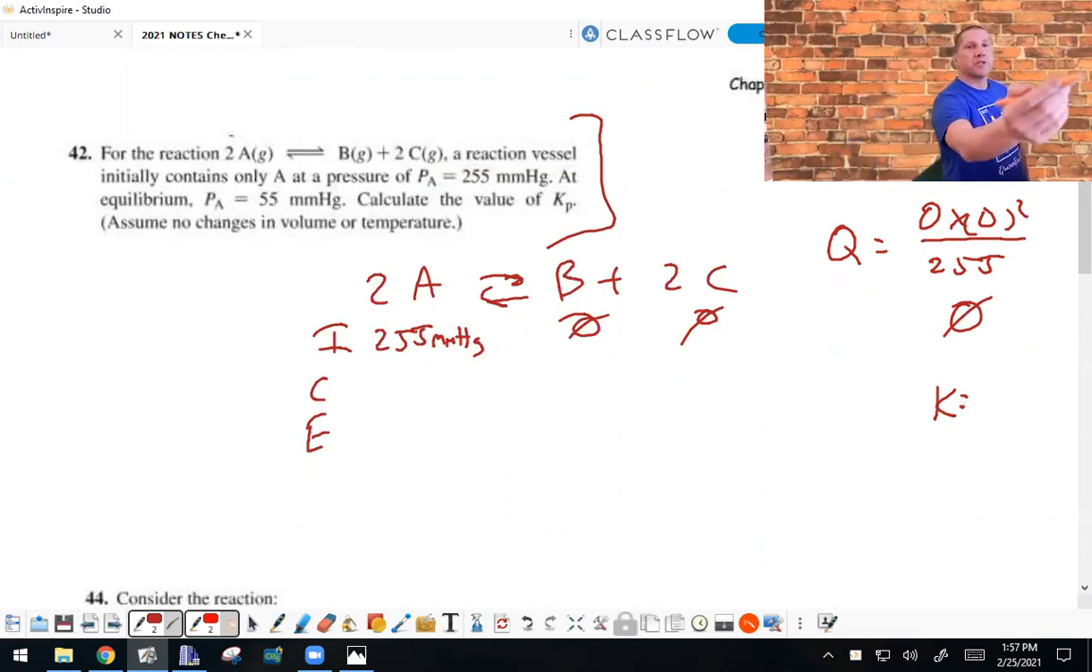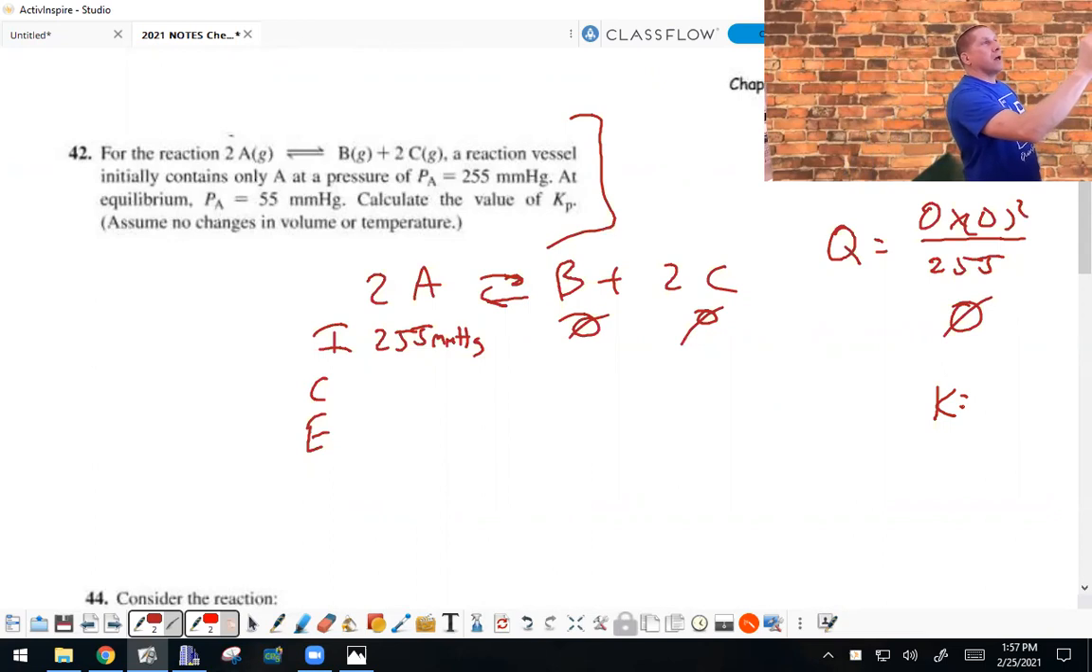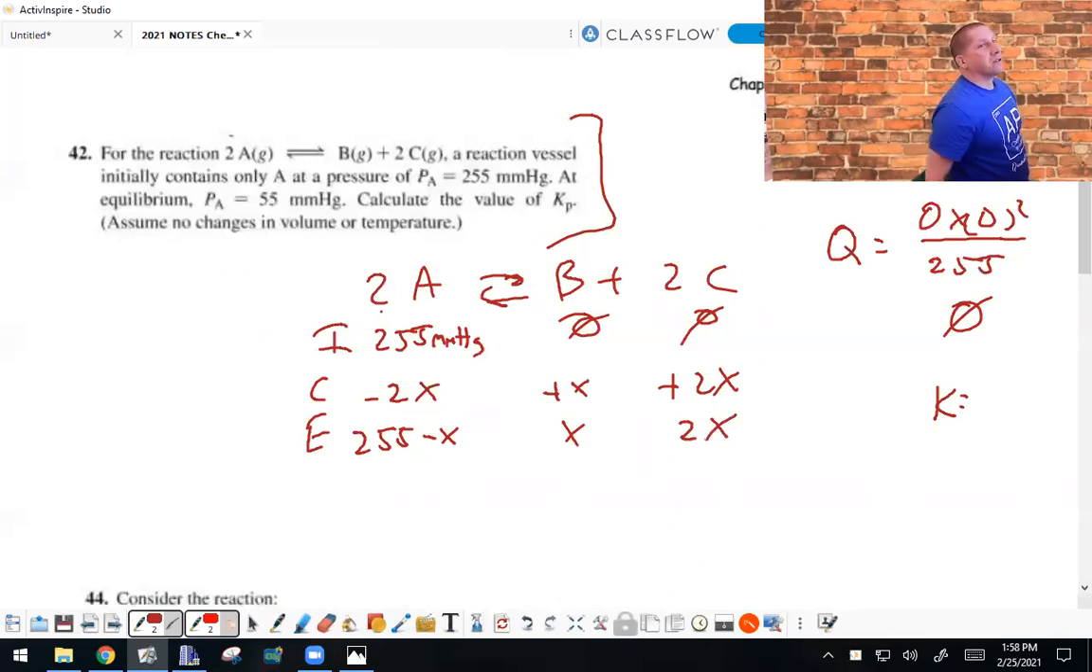But again, we don't have to, because K is never negative. K is either greater than 1 or less than 1, but never negative. It's not less than 0, it's less than 1. So Q is definitely less than K. Why? Well, it's 0, so it has to go up, which means it goes in this direction. But again, I know it can't go back to the left because I don't have any of that stuff. Minus 2x by stoichiometry, plus x, plus 2x. At equilibrium: 255 minus x, x, and 2x.